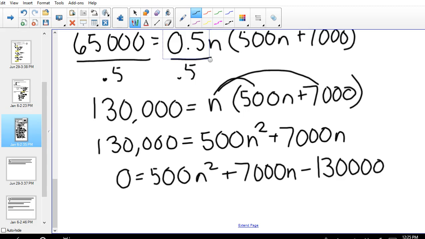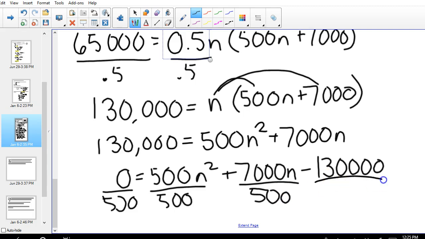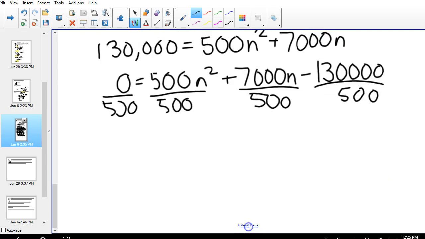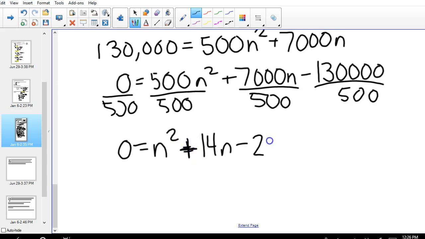Got that out. But everything will divide by 500, so we'll divide by 500. You don't have to do this step. It's just going to make your numbers smaller so they're easier to deal with. So you're going to have 0 equals n squared, let's see, 7,000 divided by 500 is 14, so plus 14n minus 260.